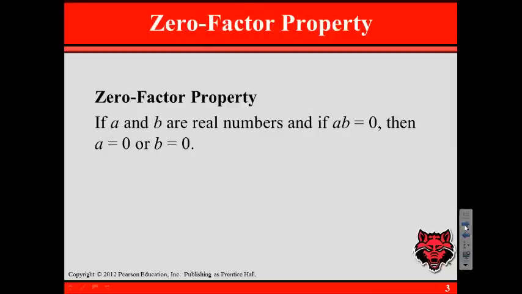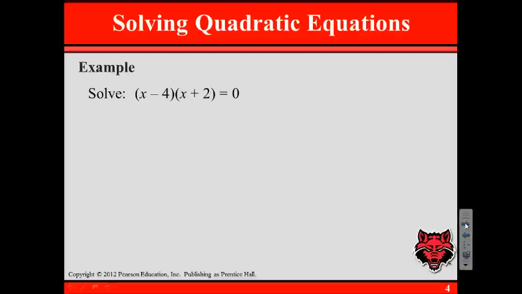Use the zero factor property, which says that if a and b are real numbers, and if a times b equals 0, that means a is 0, b is 0, or both factors equal 0. Here we have two factors, x minus 4 times x plus 2 equals 0. Using that property, we can set each individual factor equal to 0 to find our answers. So we say x minus 4 equals 0.